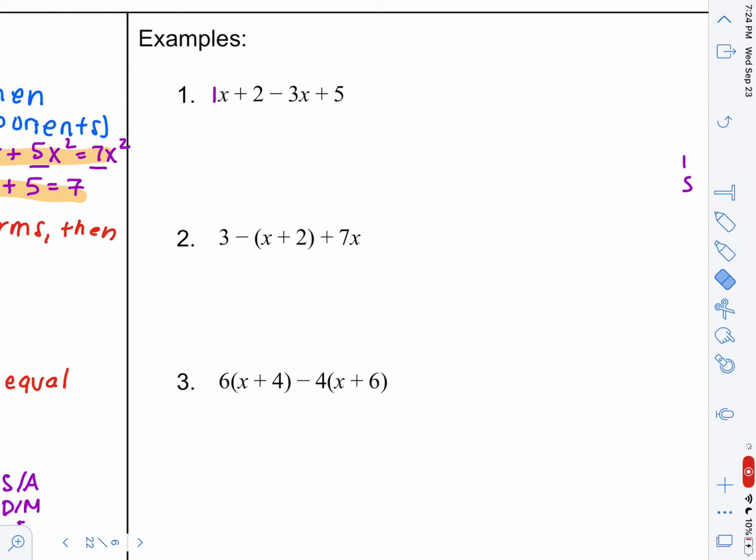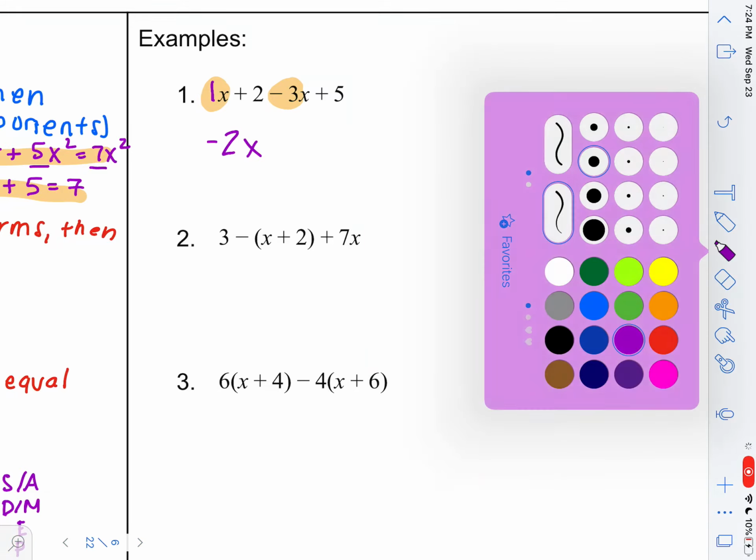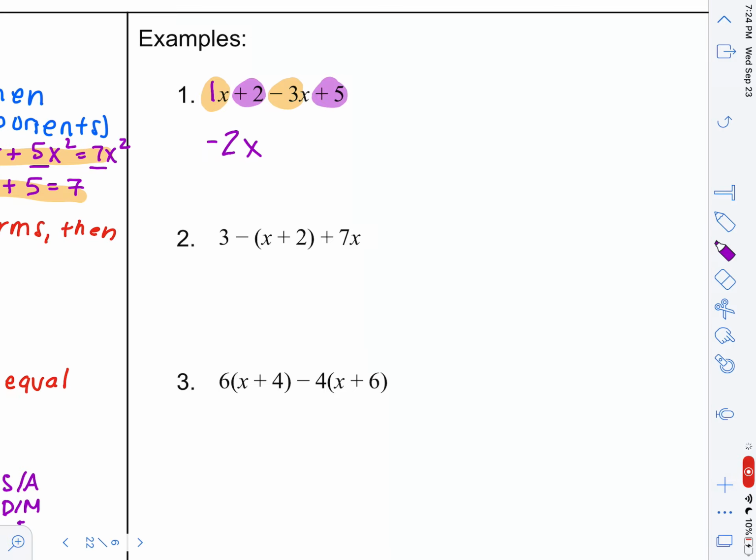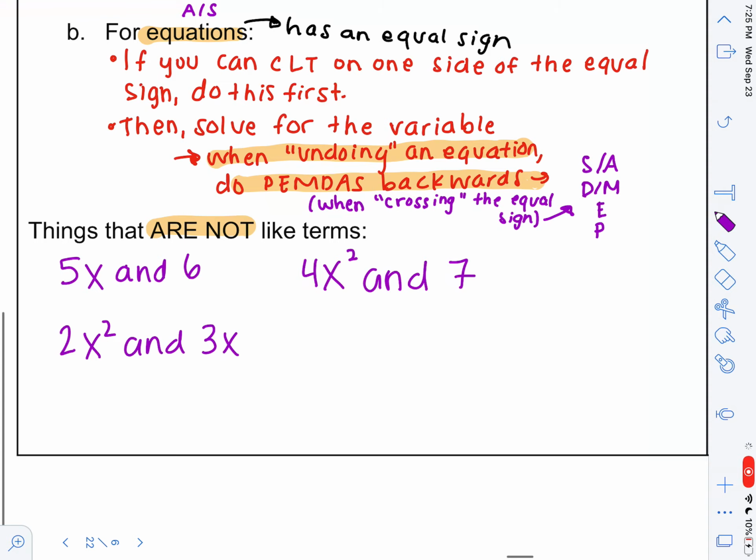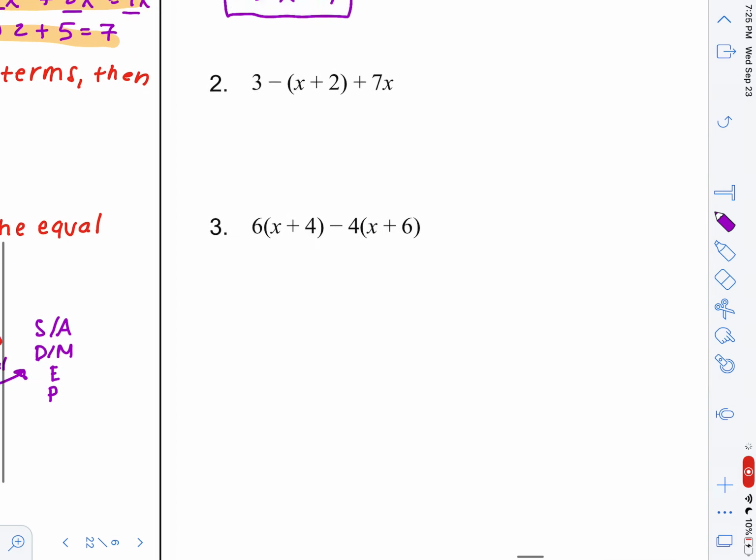In your notebook, it just says x, right? But I wrote 1x because there's a 1 in front of that x if there's nothing there. So we're going to combine 1x minus 3x, and 1x minus 3x is negative 2x. You're allowed to use a calculator if you need to. Actually, I encourage you to. And then you have 2 plus 5, and 2 plus 5 is 7. And that's it. You can't combine negative 2x and 7. Those are not like terms, just like we talked about down here, 5x and 6. You can't do anything else.